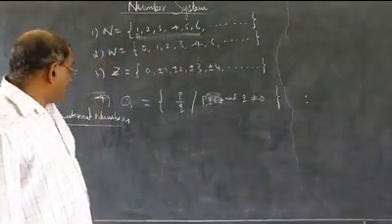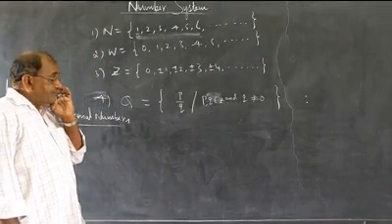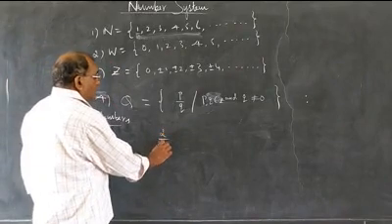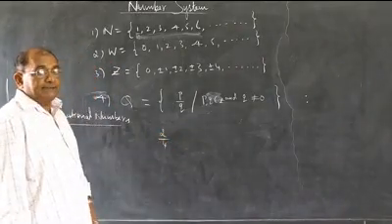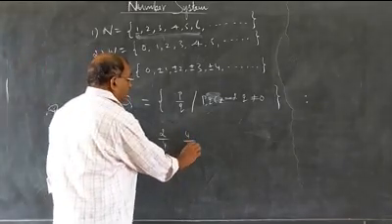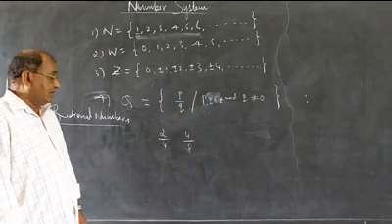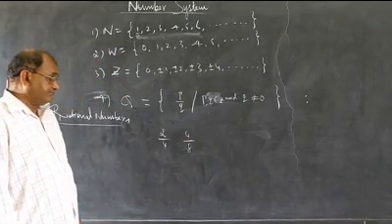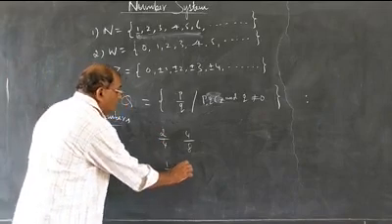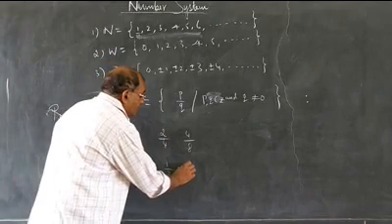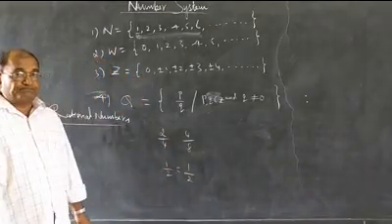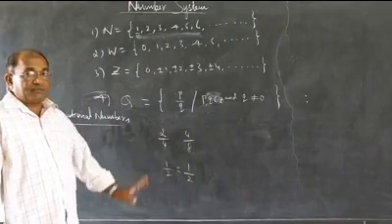I will give you some more examples of set of rational numbers. Say 2 by 4 is a rational number. I write another rational number, 4 by 8. Now I simplify. Divide by 2. 2 ones are 2, 2 twos are 4. 4 ones are 4, 4 twos are 8. Both are equal in the simplest form.